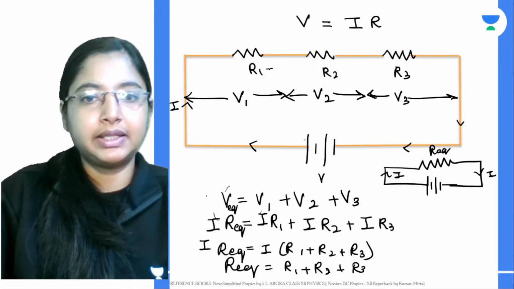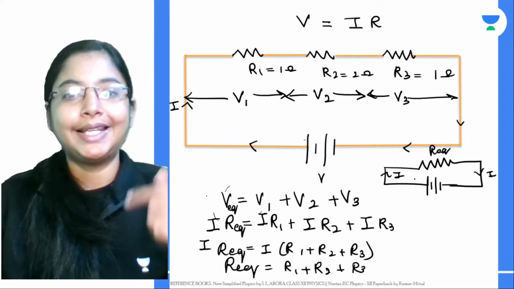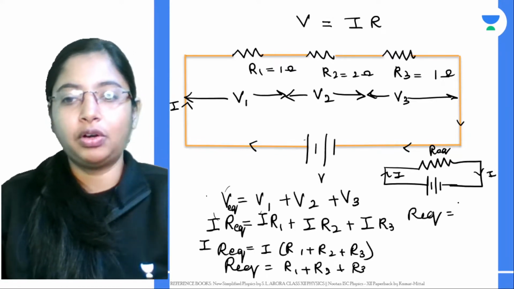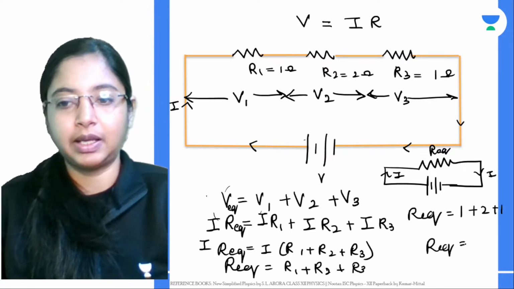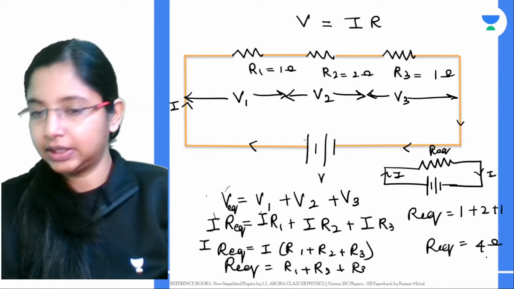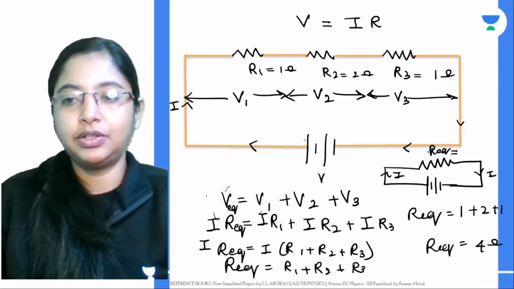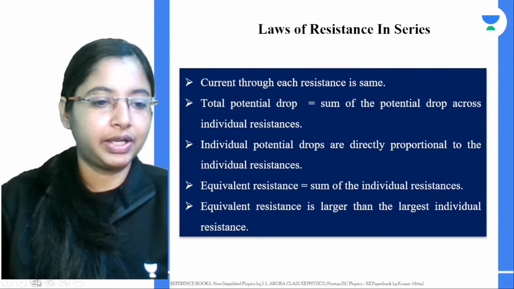For example, let's say this is 1 ohm, this is 2 ohms, and this is actually 1 ohm again, okay? Then if you take the equivalent resistance in this case, this will be the sum of all of these values, 1 plus 2 plus 1, that is, the equivalent resistance in this case will be 4 ohms. So instead of using these 3 resistors, in this case you can just use an equivalent resistance of 4 ohms over here.